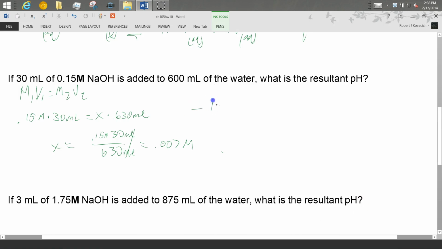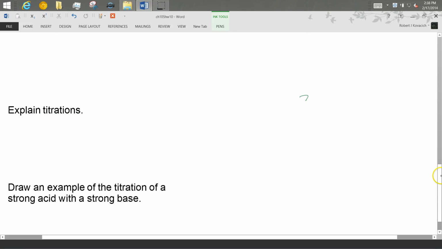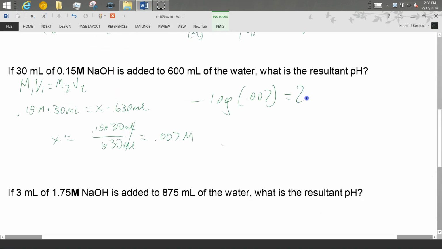Okay. So if I take the negative log of 0.007, what do you get? 2 point something? Alrighty. 2.15. Great. Are we done? No. What do we just calculate? We calculated the pOH. So then all I need to do is go 14 minus 2.15, and I get 11.85. There's my pH.